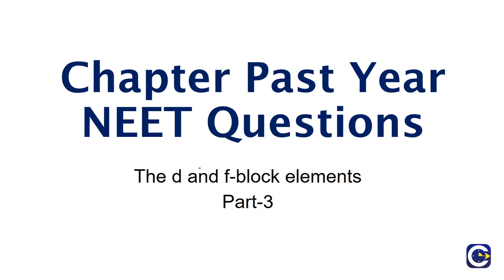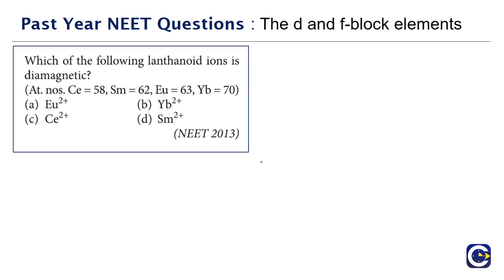Hello everyone, this is part 3 video on past year NEET questions from the topic D and F block elements. We will start with the first question. This is the question that has come in the year 2013 paper. Which of the following lanthanide ions is diamagnetic?